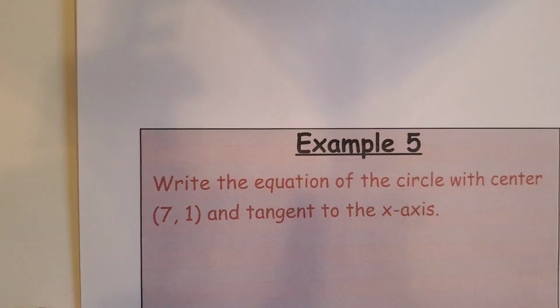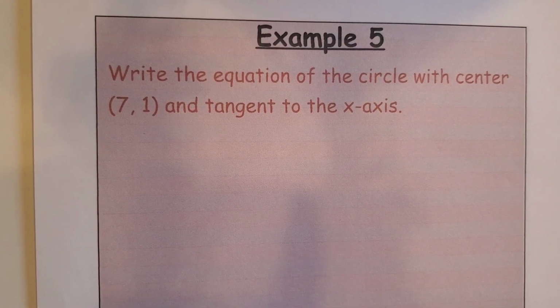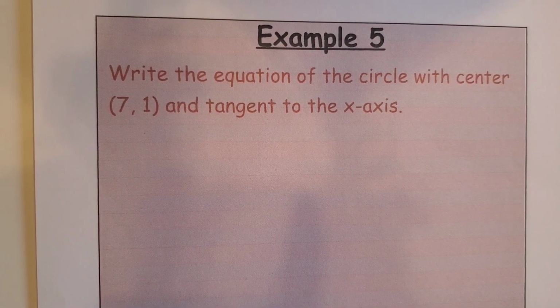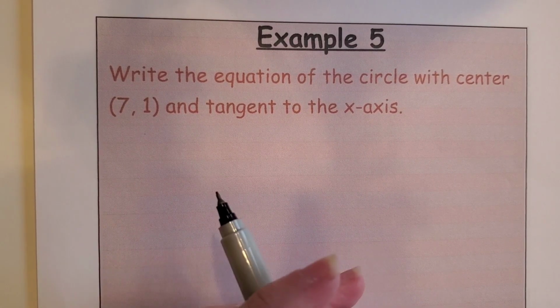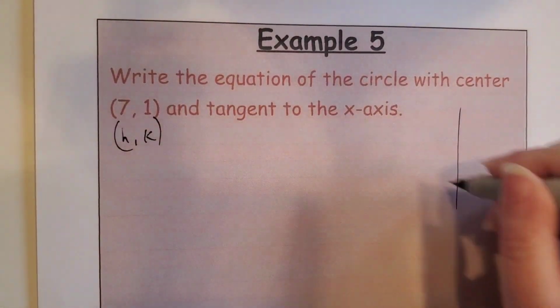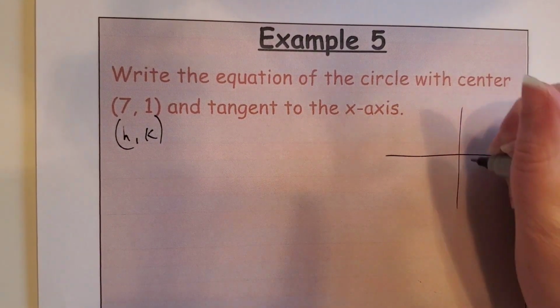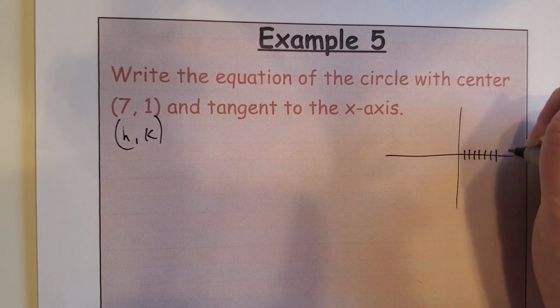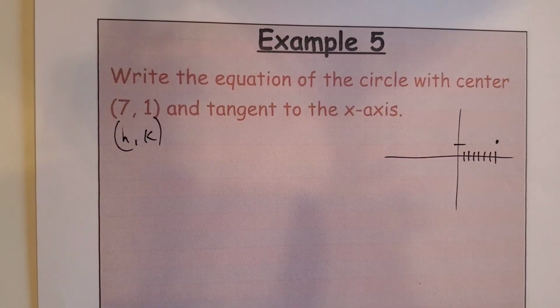So, I am going to have to do a little bit of doodling for this one. Write the equation of the circle with center 7, 1 and tangent to the x-axis. So the good news is that we already have one piece of information. We have our center. But I want to draw this really quick just so you kind of make sense of what's going on. So 7, 1. That's the center of our circle.